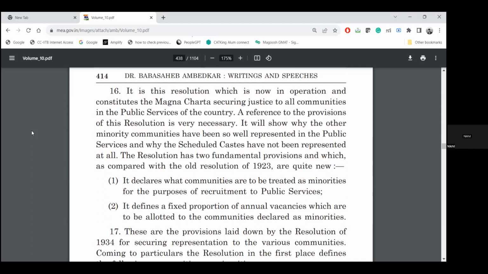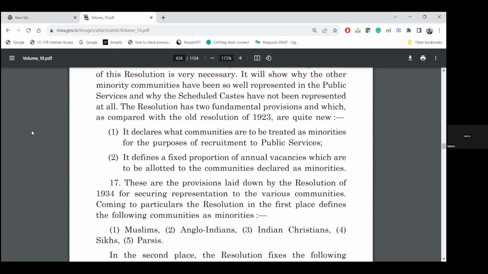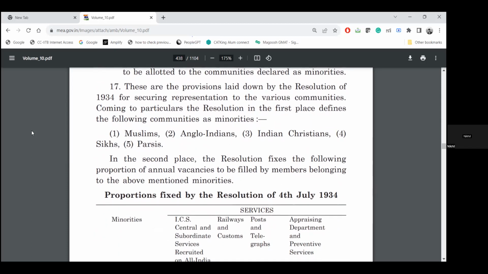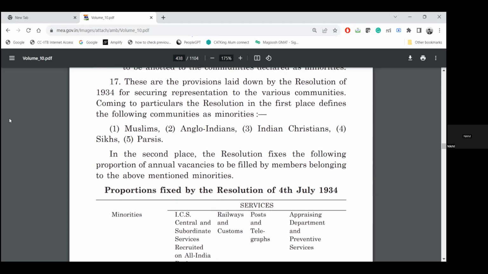The resolution has two fundamental provisions which, as compared with the old resolution of 1923, are quite new. It declares what communities are to be treated as minorities for the purposes of recruitment to public services. It defines a fixed proportion of annual vacancies which are to be allotted to the communities declared as minorities. These are the provisions laid down by the resolution of 1934 for securing representation to the various communities.